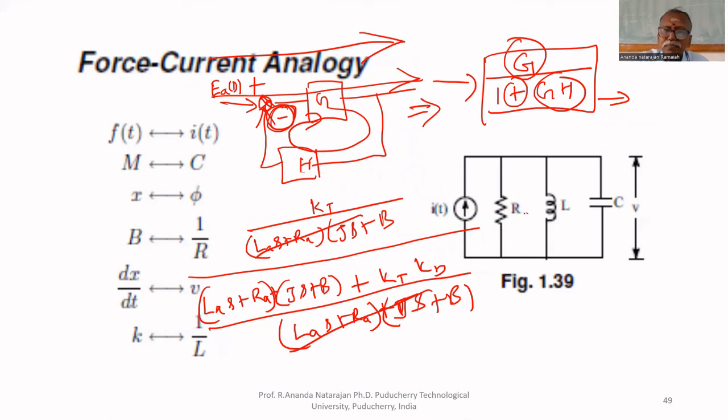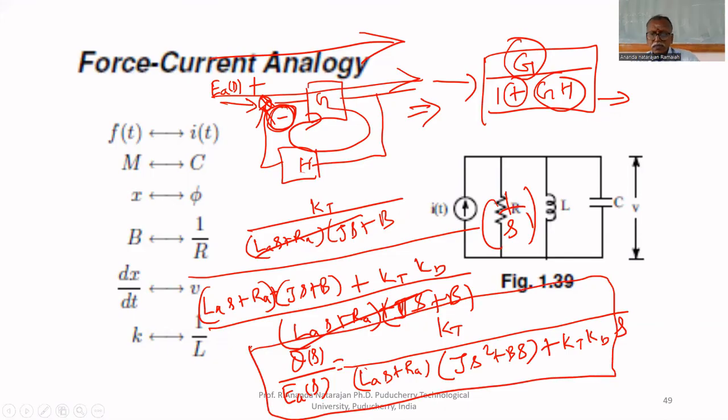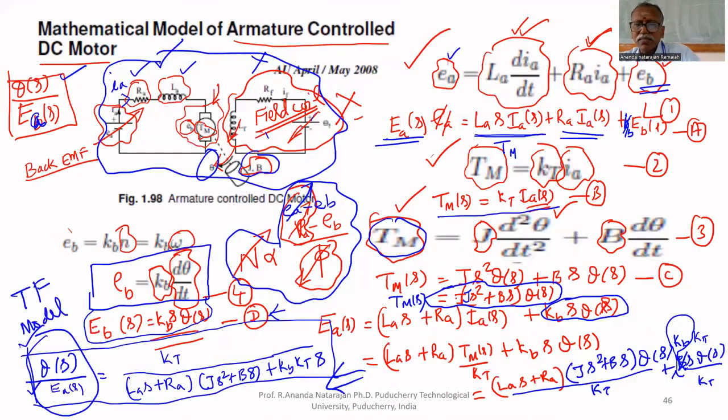Multiplied by 1 by S. So what you will get here, KT upon LAS plus RA. If you bring that S here, you will get JS square plus BS plus if you bring that S to this also, KT KBS. This is theta of S upon EA of S. So we got the same what we got mathematically. You see, compare with this, what we got mathematically, the same transfer function you got KT upon LAS plus RA, JS square plus BS plus KT KBS. You got the same. So theta of S upon EA of S is the transfer function.